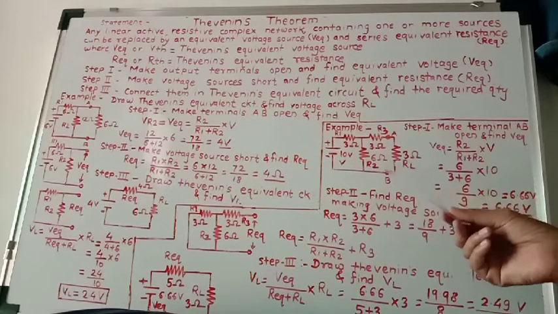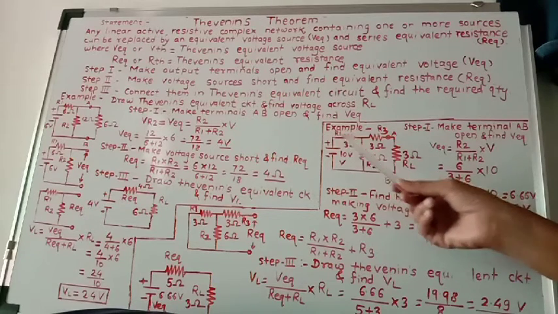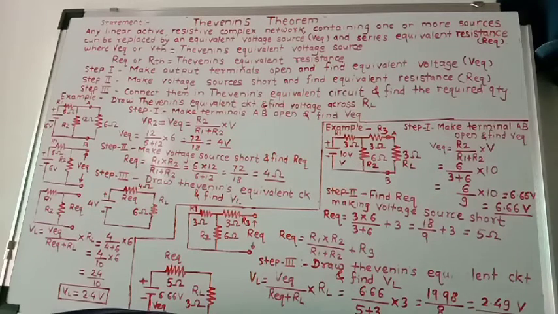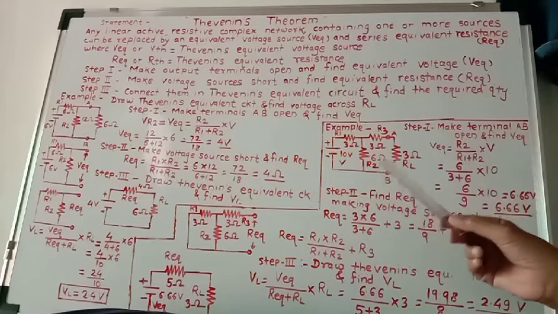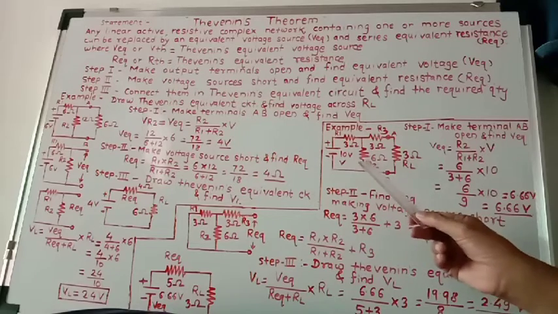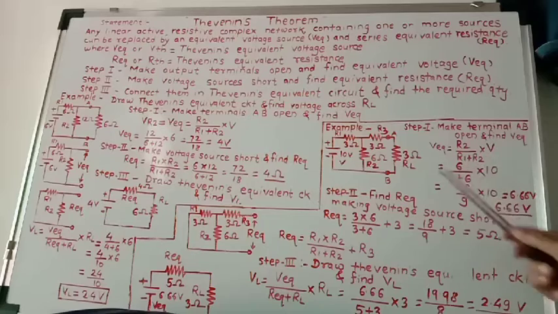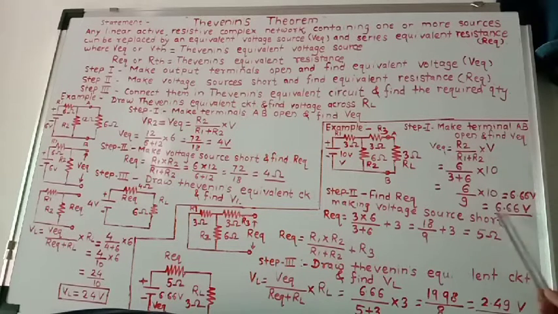First of all we have to calculate Thevenin's equivalent voltage. V equivalent is equal to R2 divided by R1 plus R2 into V, where V means applied voltage. R2 is 6 ohm, so 6 divided by 3 plus 6 into 10. That is 6 upon 9 into 10, that is 60 divided by 9, which means 6.66 volt. So this is Thevenin's equivalent voltage.